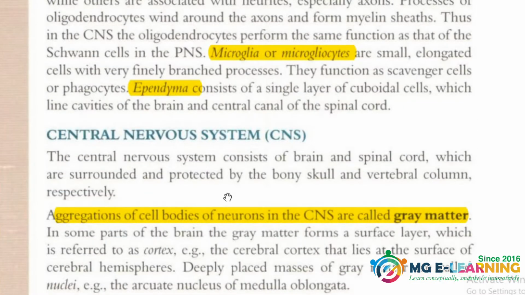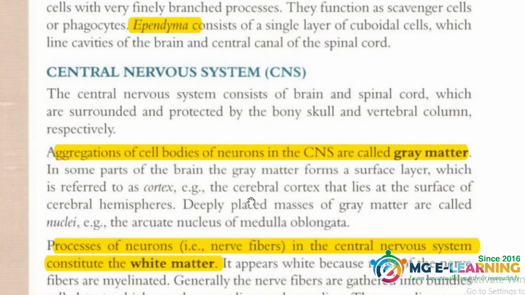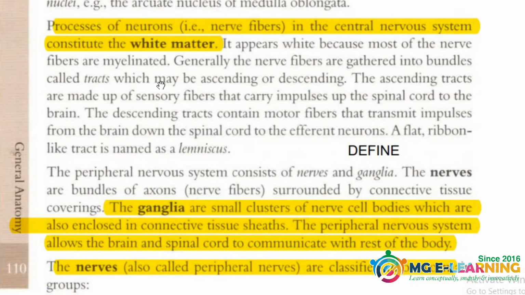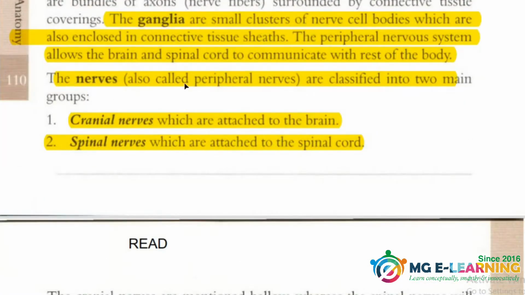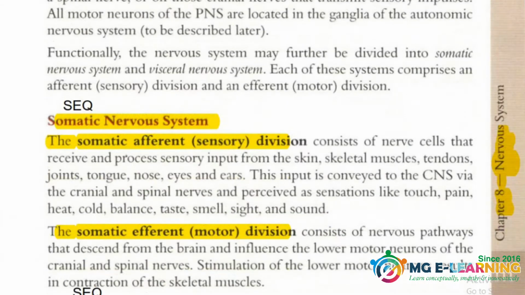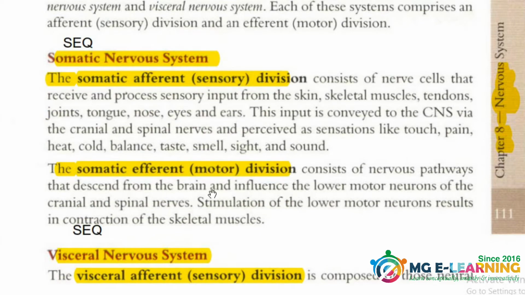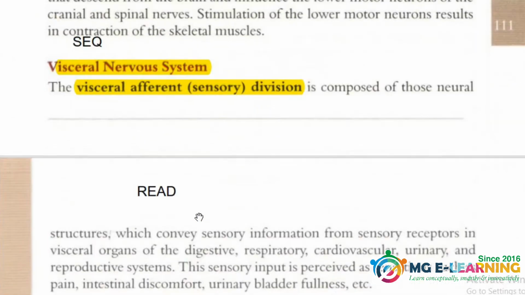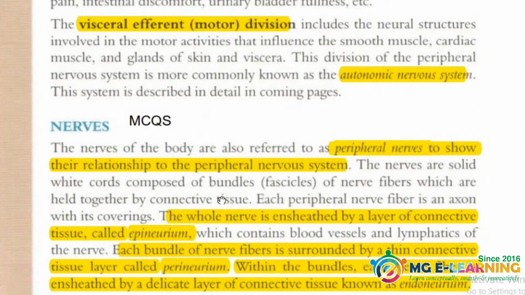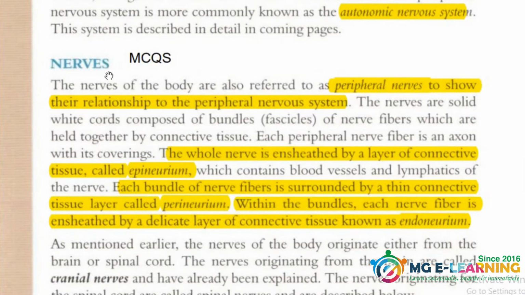Now is the explanation of the central nervous system and its different components, like what is gray matter and white matter. You just have to read this thoroughly. And for ganglia, you have to define ganglia. Now are the types of nerves. So you have to just read this whole topic. The somatic nervous system is again important for your SCQ. You have to prepare it for your SCQ. The visceral nervous system is again important for your MCQs. The important points are highlighted, which are important for your MCQs.